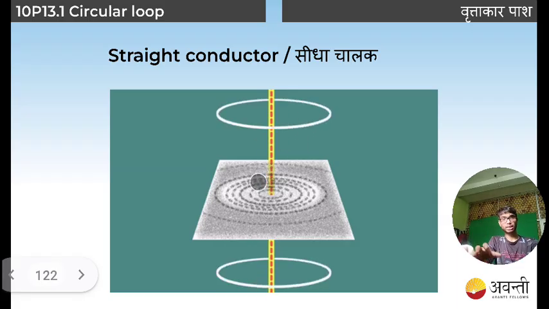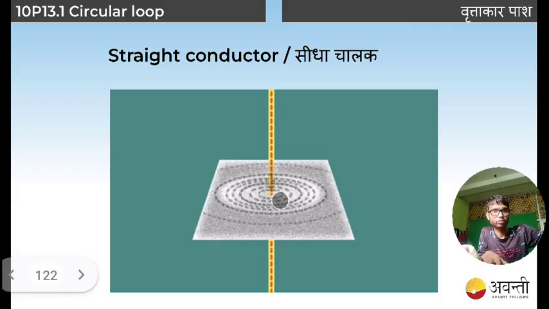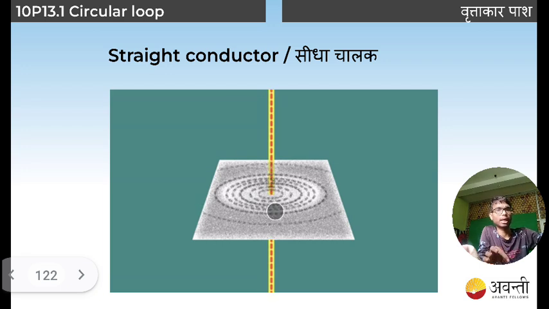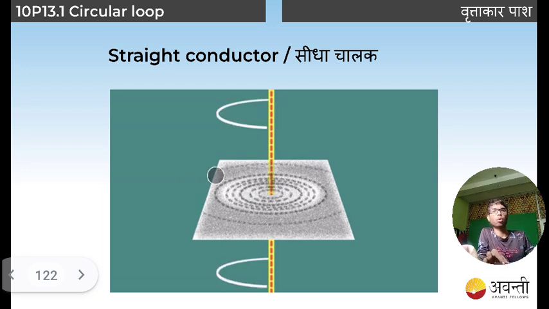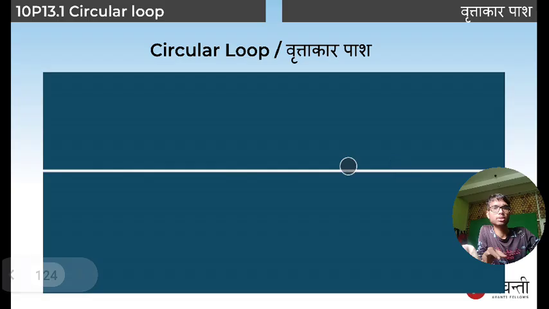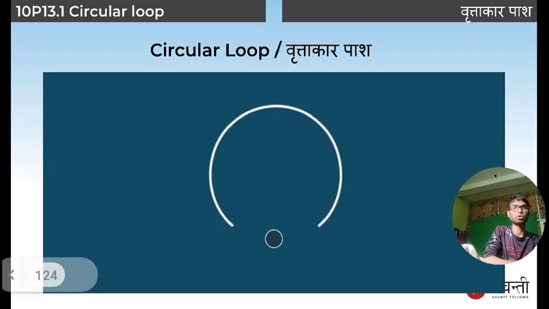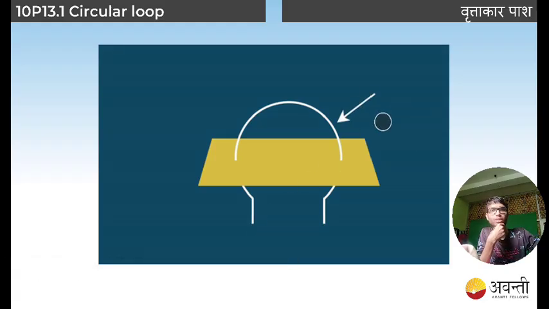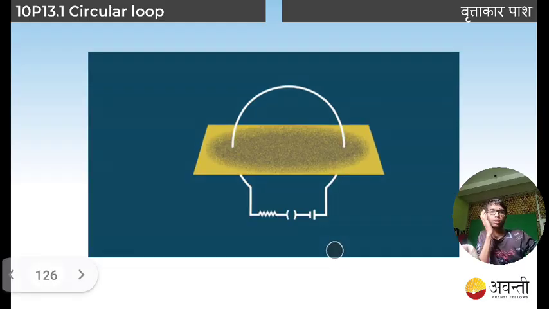If we have a straight conductor, then the pattern of the magnetic field will be like that, like concentric circles. Now a current loop. This is straight, but now this is like that, a circular loop.